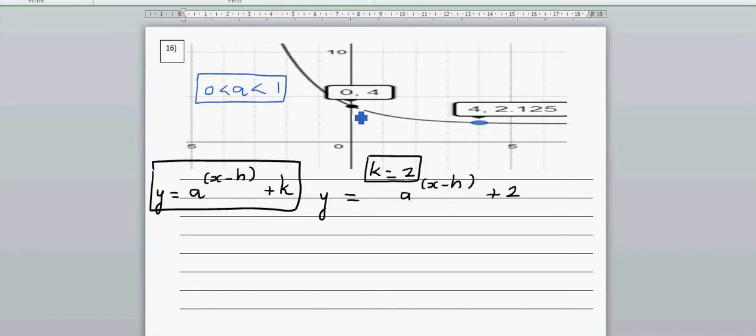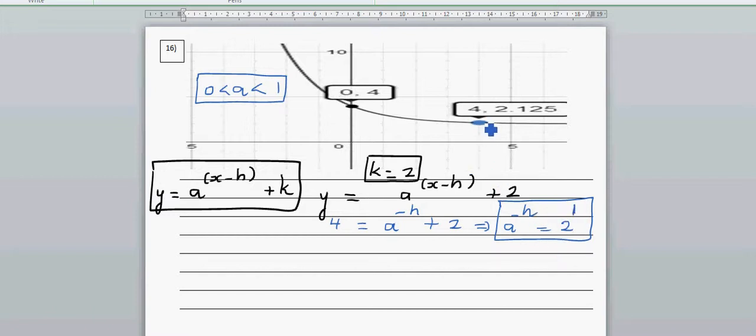So let's put when x is 0, y is 4. I'll say 4 is equal to a to the power 0 take away h, which is negative h, plus 2. Now if you take away 2 from both sides, I can say a to the power negative h is equal to 2 to the power 1. If you compare this equation and write a as 2 and negative h as 1, it doesn't make sense, because we already know that a has to be between 0 and 1. So there's something missing. At this stage, you can't make that call that a is 2 and h is negative 1.